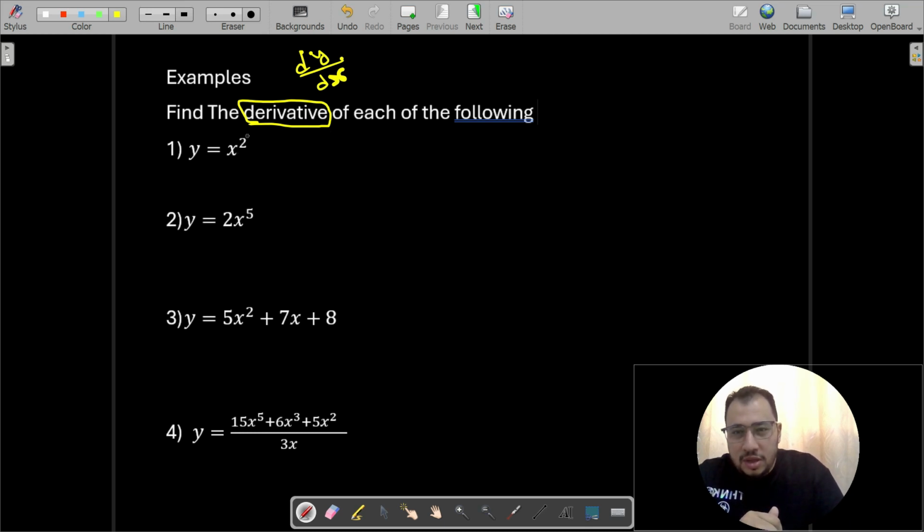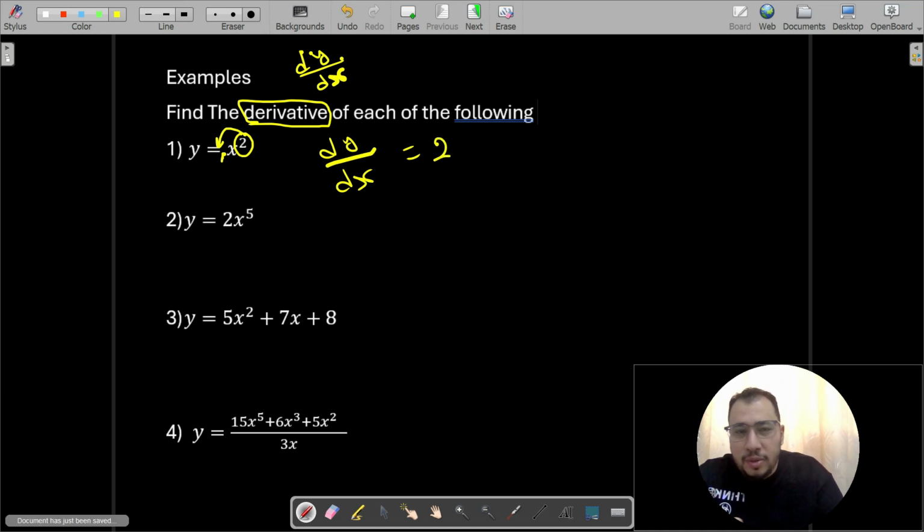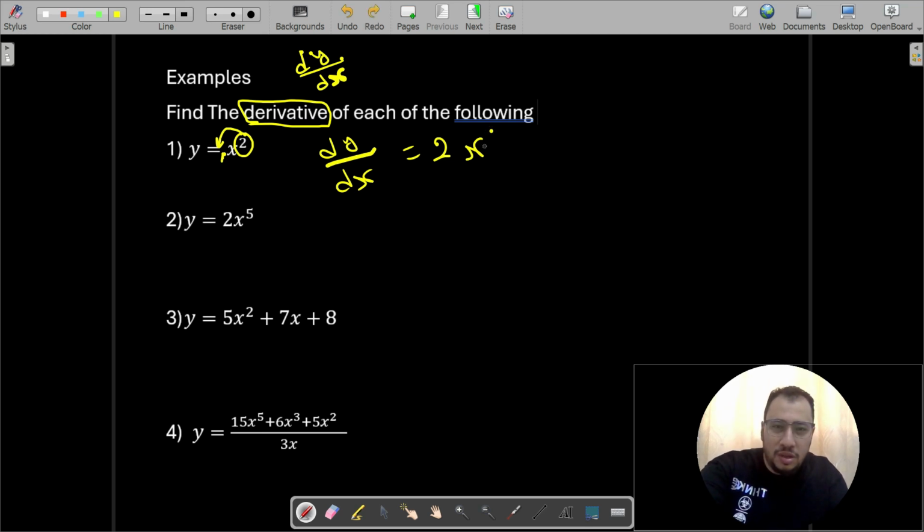You know, for dy by dx, simply you multiply this power here by the coefficient of the number. What is the coefficient here? 1. So 2 multiplied by 1 here is 2. Then you subtract 1 from the power to make it x to the power of 1. No need to write that 1. And that's it. This is dy by dx for the first one.